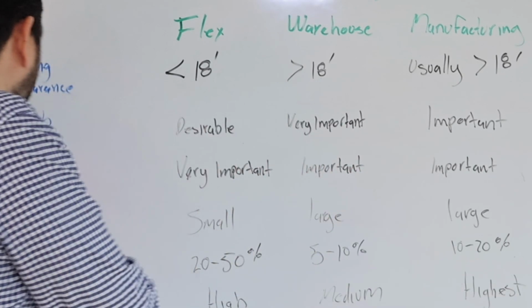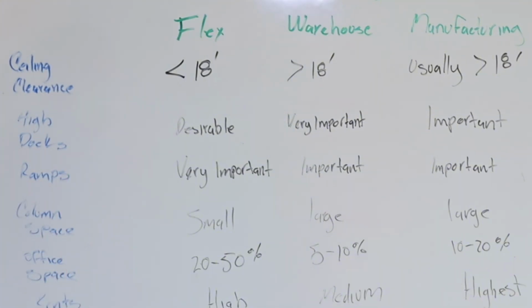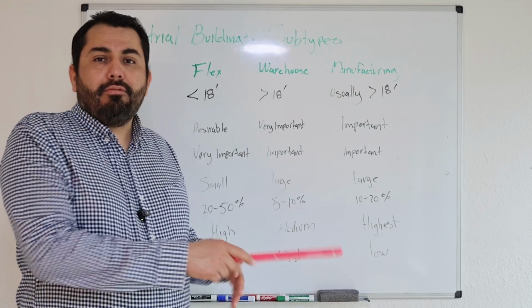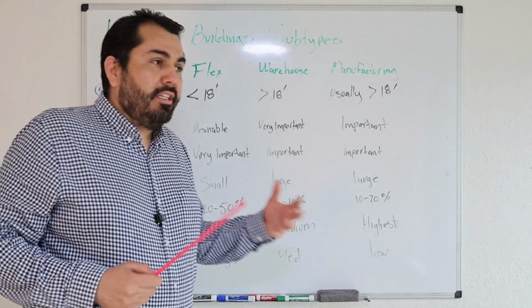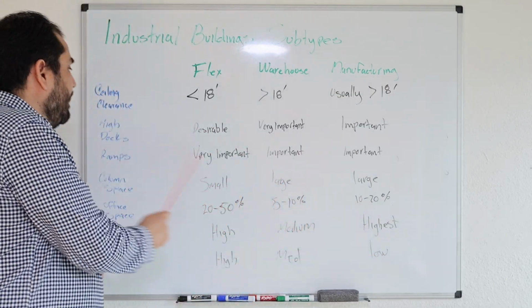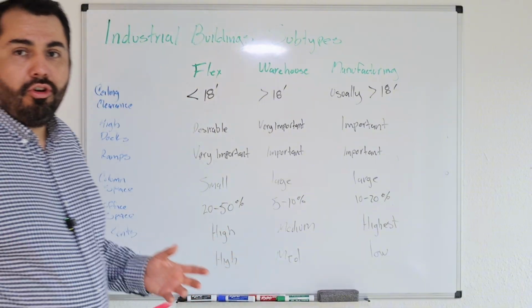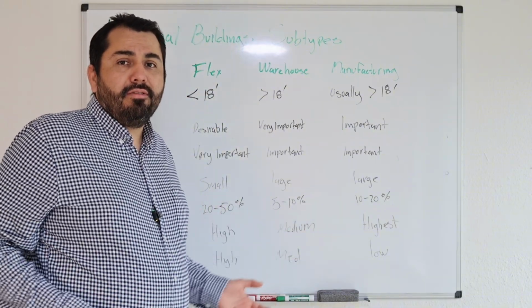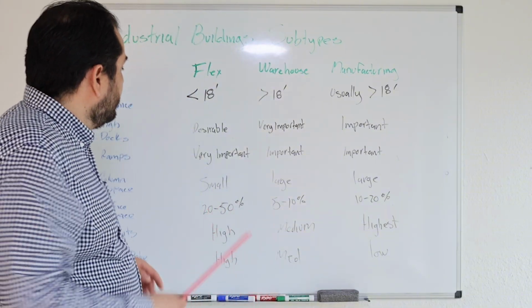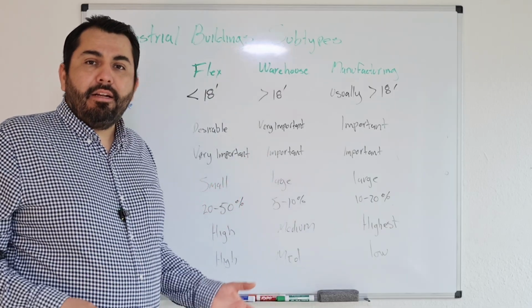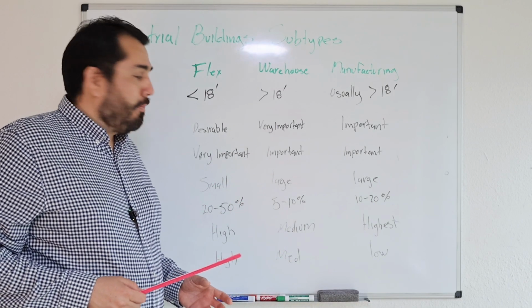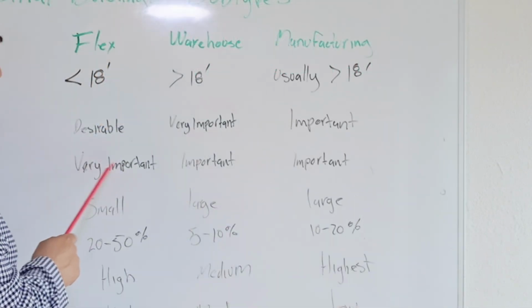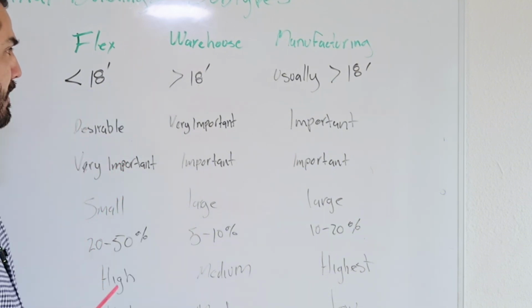It is also important the ramps in the flex. The ramps is, as I said, you get with the truck inside, with the vehicle inside. So it is very important to have in the flex buildings for these construction companies or cleaning companies or these service companies to get with the vehicles inside the property, the building. So this is a must in the flex space.